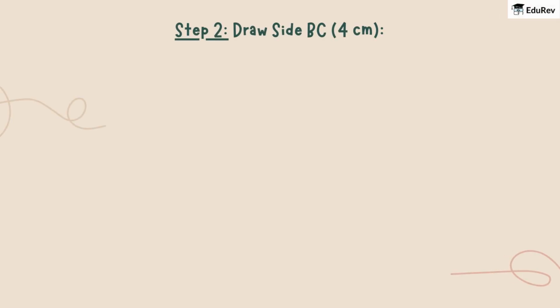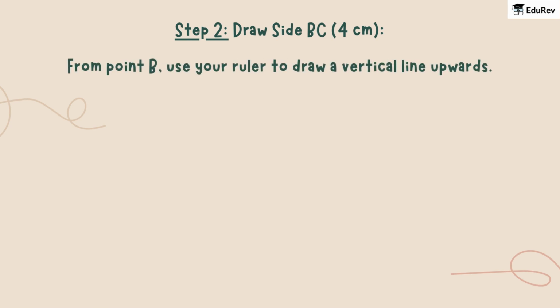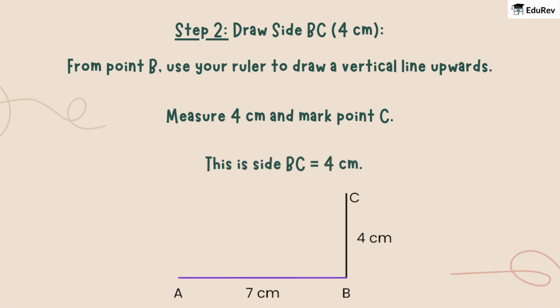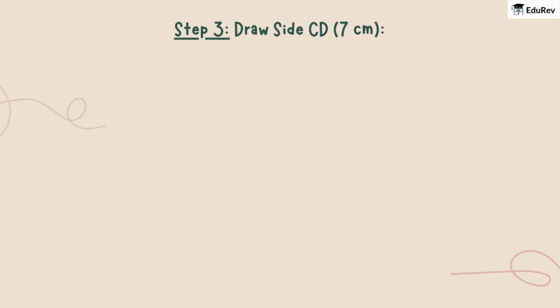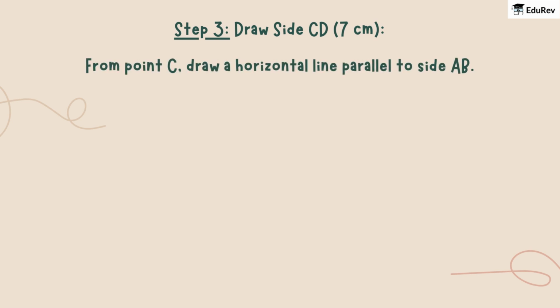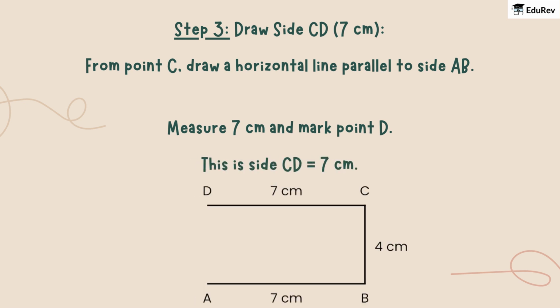Step 2, draw side BC, 4 centimeters. From point B, use your ruler to draw a vertical line upwards. Measure 4 centimeters and mark point C. This is side BC equal to 4 centimeters. Step 3, draw side CD, 7 centimeters. From point C, draw a horizontal line parallel to side AB. Measure 7 centimeters and mark point D. This is side CD equal to 7 centimeters.